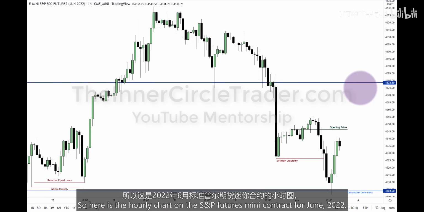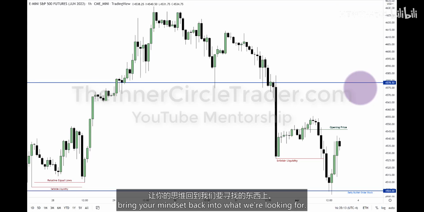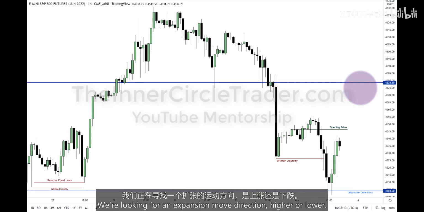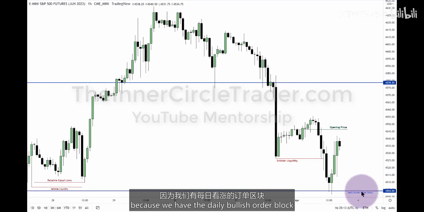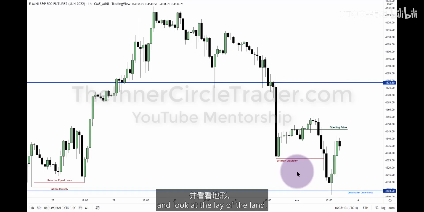All right, so here is the hourly chart on the S&P futures mini contract for June 2022. And I kind of want to bring your mindset back into what we're looking for. And that is the power 3. We're looking for an expansion move, direction higher or lower. In this case, we're looking for it to go lower because we have the daily bullish order block level, that line here, level 4504. And look at the lay of the land.